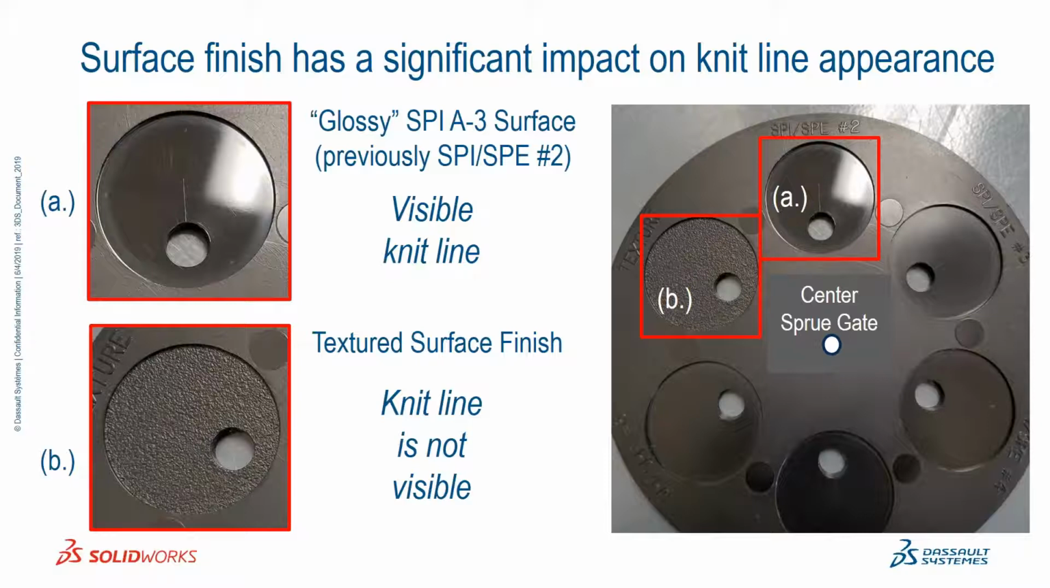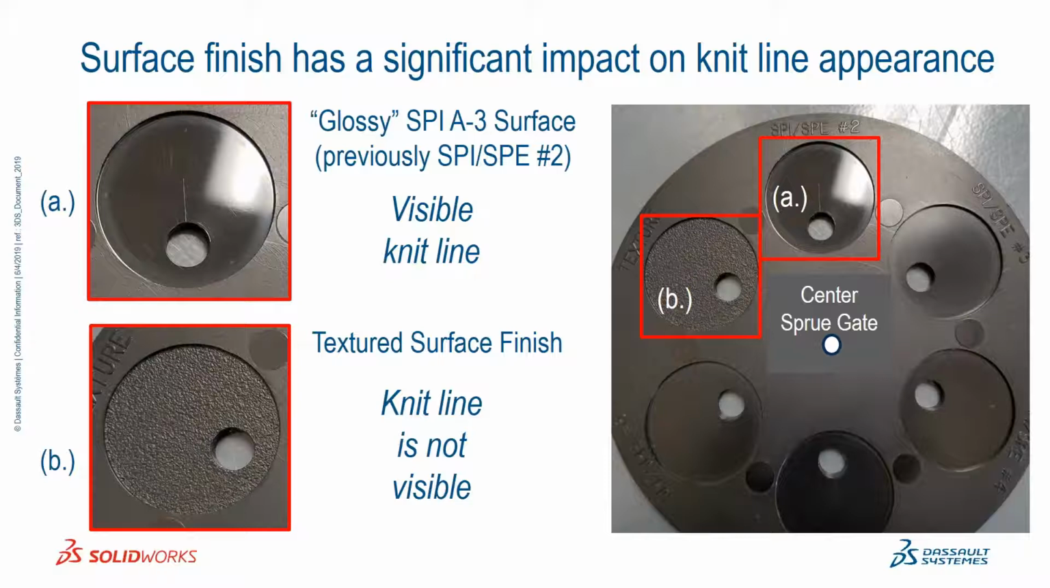So the weld will form on the back side of the through hole, and by looking at the surface of the part, I just picked 2 examples here, A and B. One is a very glossy surface. Its surface designation is an SPI A3, or now called plastics A3, which is a pretty highly polished surface. And we see that the knit line is very visible. It's a meld line. It's a partial meld line, but it's certainly very visible to the naked eye.